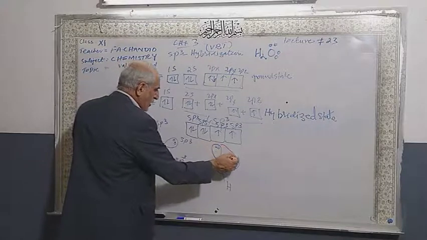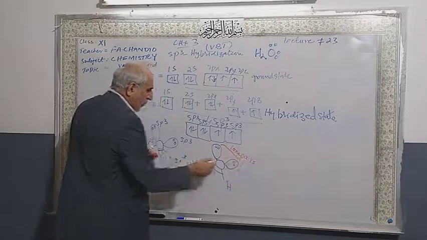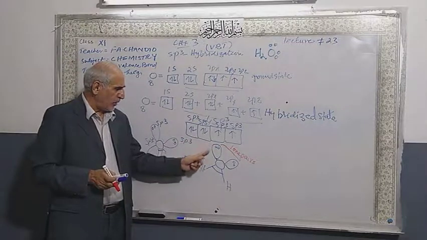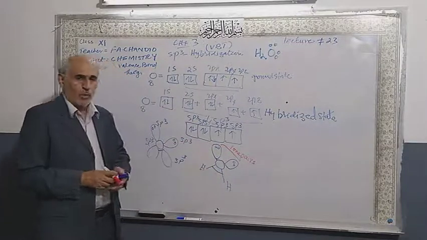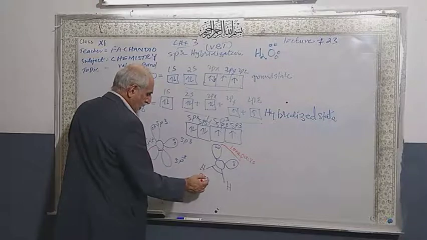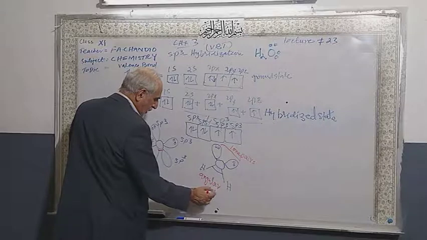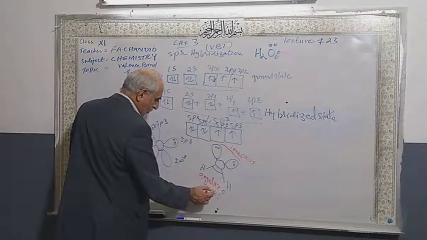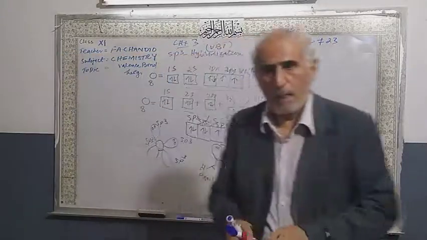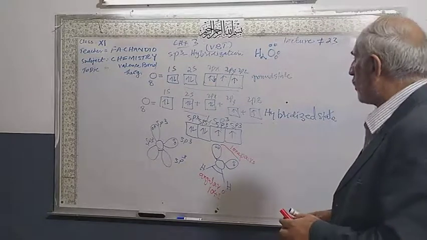These two lone pairs have a great repulsion between them and occupy more space, and there is also repulsion between bond pair and lone pair, and bond pair and bond pair. So the geometry will be angular, V shape. The angle further decreases to 104.5 degrees. So students, this is the structure of water.